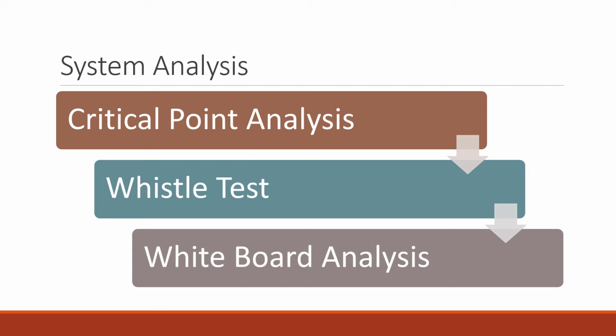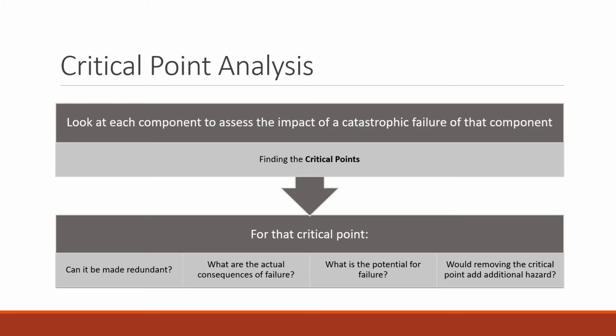3 components to that safety analysis: critical points, whistle test, and then a whiteboard analysis. First, critical points. Look at every component of the system, every knot, every prusik, every pulley, every carabiner, every weird piece of cool hardware you found on the truck. How would a catastrophic failure of that component impact the system? Can it cause a catastrophic failure of the entire system if it fails? So if I remove the rope, for example, the system fails, load falls. Okay, that's bad. So that's a critical point.